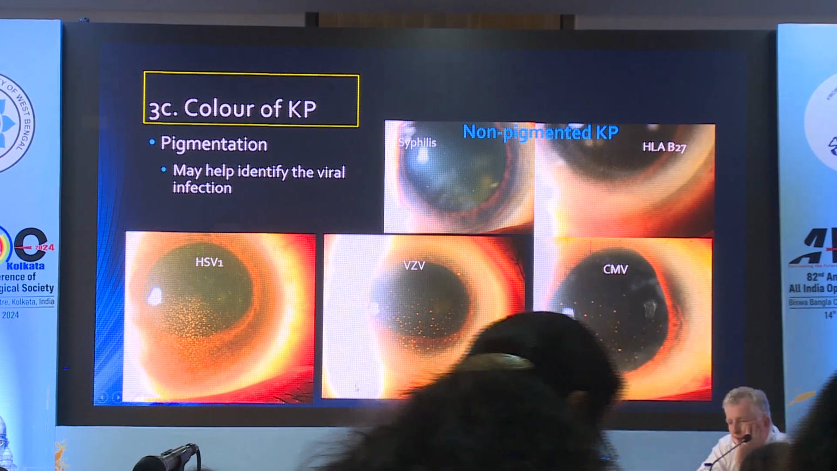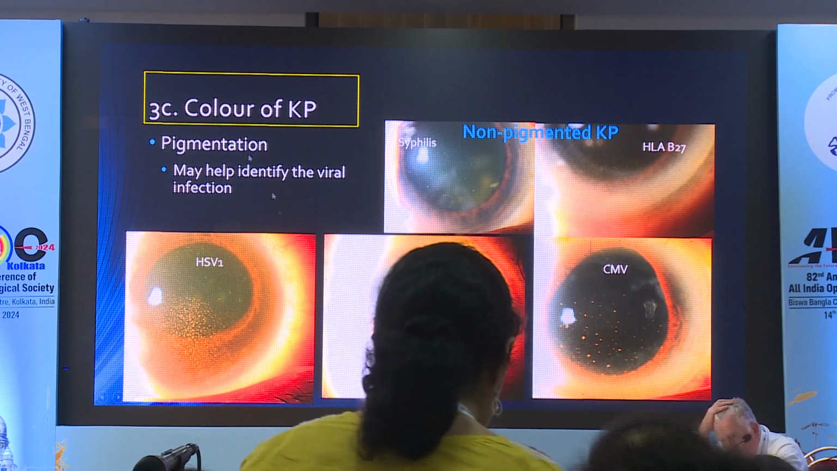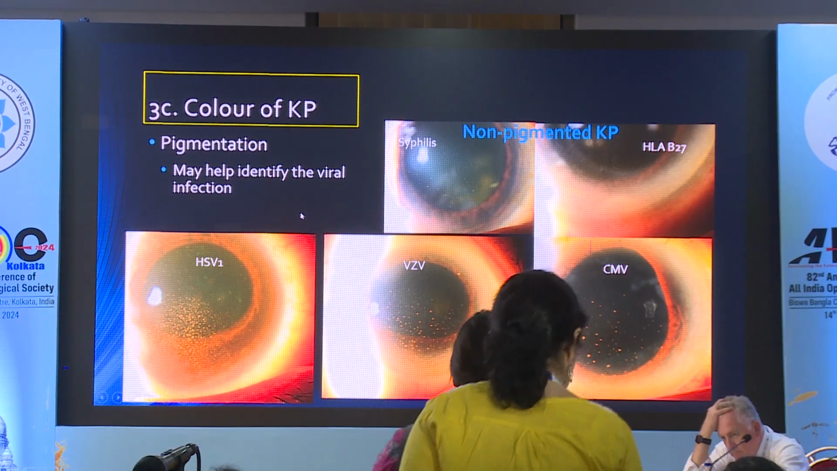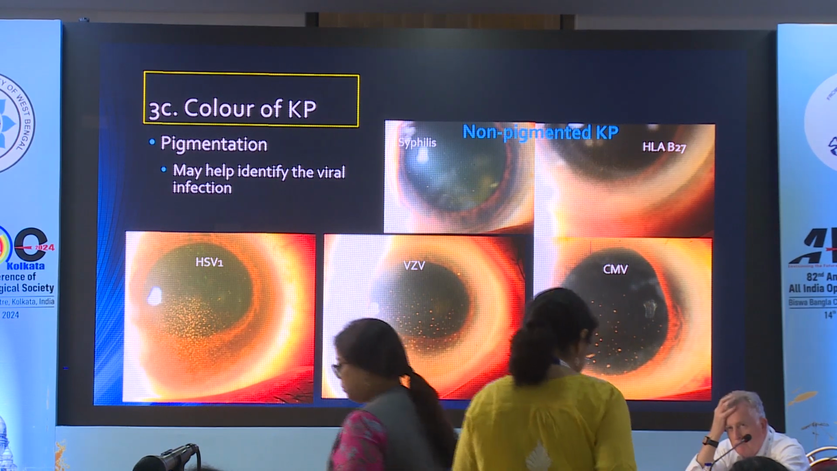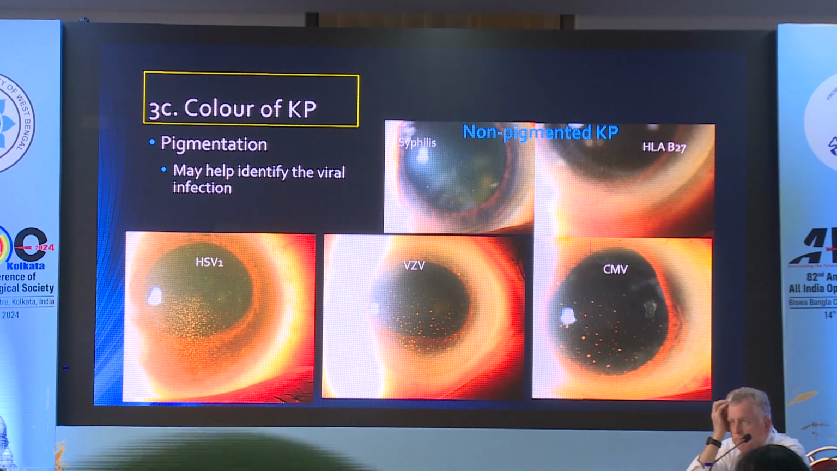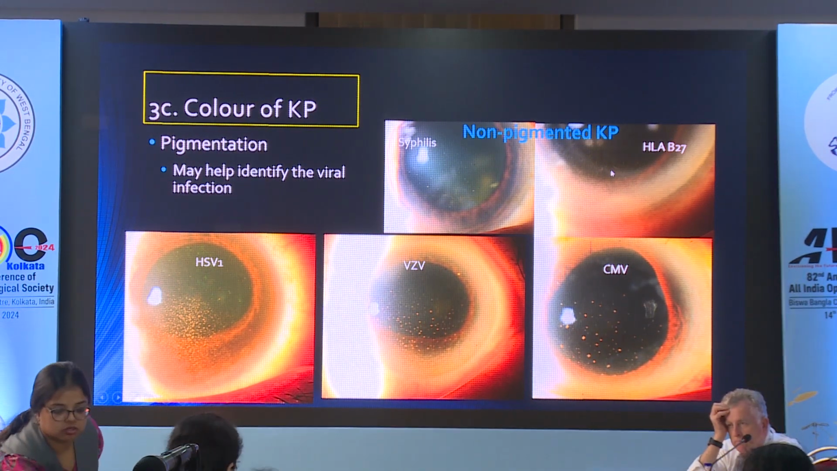The color is very useful. Pigmented KP may help to suggest a viral infection. My resident asked me this week, and she said, I thought pigmented KPs are all old KPs. When we look at these pigmented KPs, they are not small and crenated KPs. They are actually fresh KP that are pigmented, which would suggest a viral etiology as compared to these other etiologies where typically they do not get pigmented.